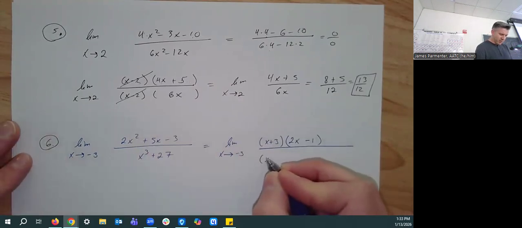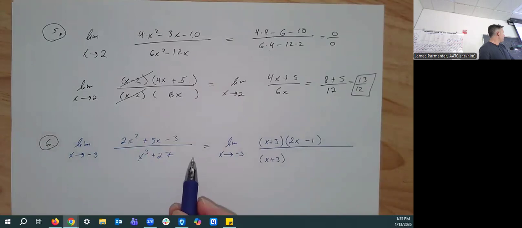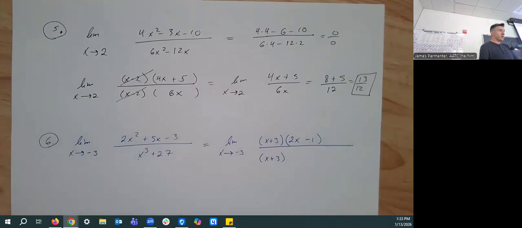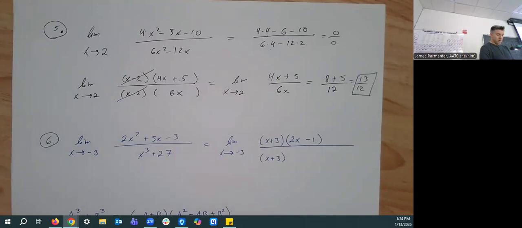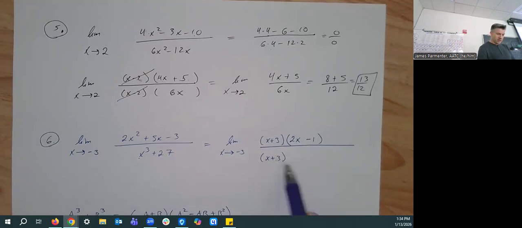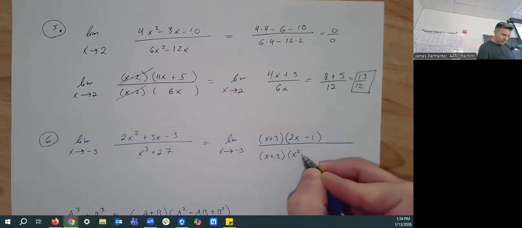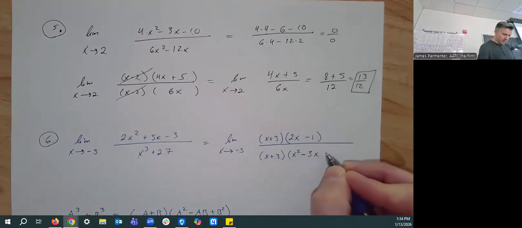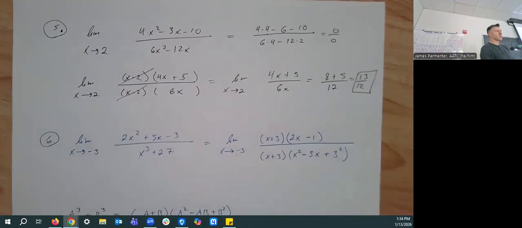On the bottom, though, there's a little bit more going on here. So x cubed plus 27 is a sum of cubes. It does factor. And more generally, when you have a cubed plus b cubed, you can always factor that as a plus b times a squared minus ab plus b squared. So in this problem, we have x cubed plus 3 cubed, and it's going to factor as x plus 3 times x squared minus x times 3, or 3 times x, plus 3 squared. Totally works.